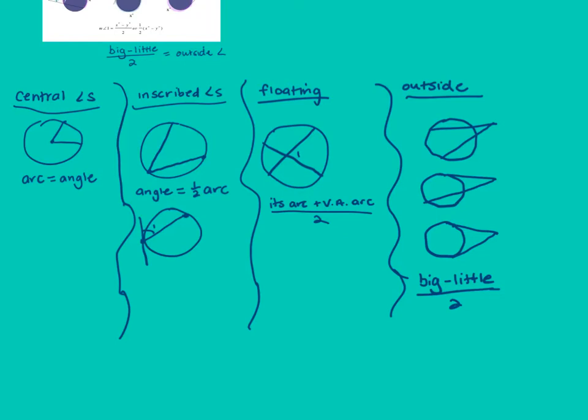Yep. I don't really understand the floating one. So the floating one, you'll see in an example in just a second, but it's any one in which that vertex is inside the circle but not on the center. And it's going to make an X. So you do the arc it intercepts on the one side, plus go across the X, the one its vertical angle intercepts, and divide by 2. But again, you'll see it in numeric form in just a minute.